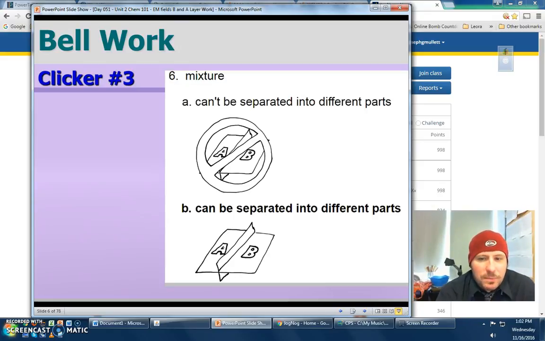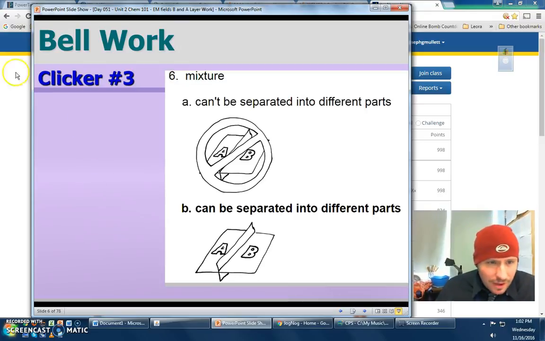All right, you guys paused, you guys talked, you deliberated, you decided. Hopefully you came up with a similar answer. A mixture can be separated into different parts. Mixture examples include a jar of nuts and bolts, or a container of salt and pepper. As fun as it would be to separate salt and pepper with tweezers, you could do it, and therefore a mixture is something that can be separated.